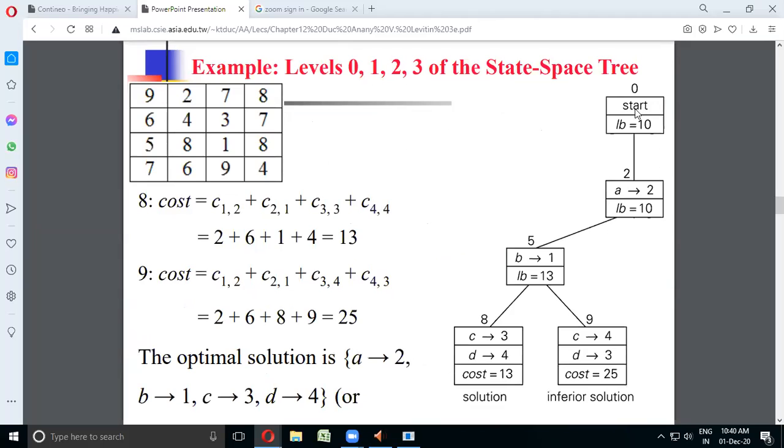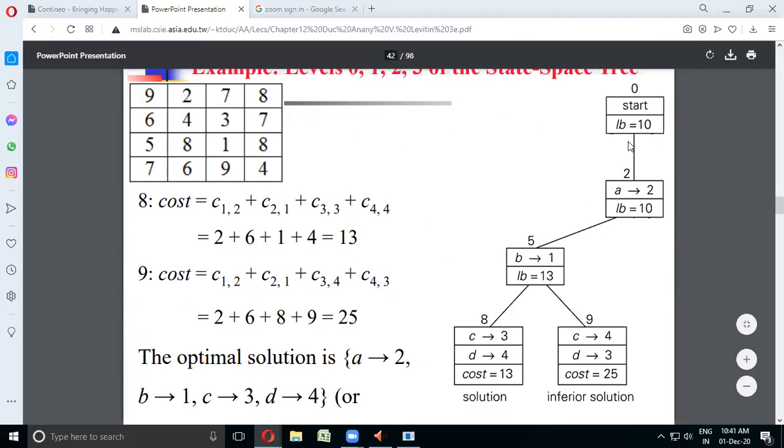Okay, so we started with this lower bound value, which we got from picking the minimum value. Then we chose the second node. Out of the many costs which are incurred, we have chosen the minimum value. Then we are going to pick up the fifth node, because the lower bound value is going to be 13 there. Next, we have to assign the solution.